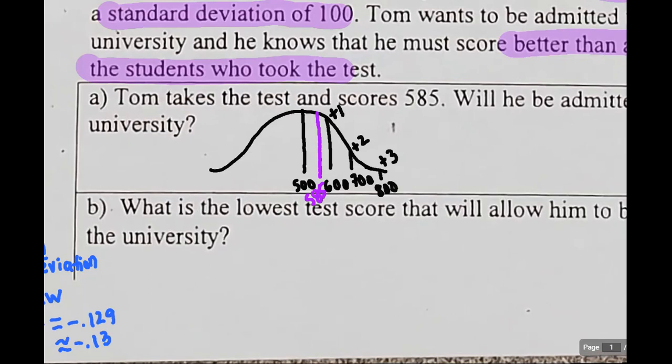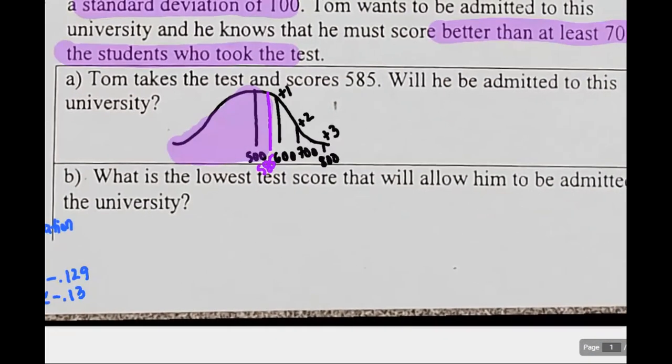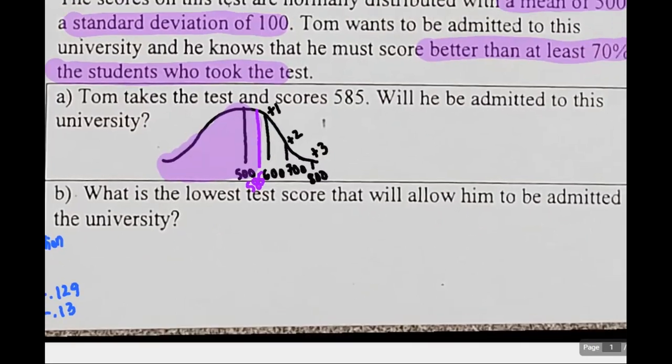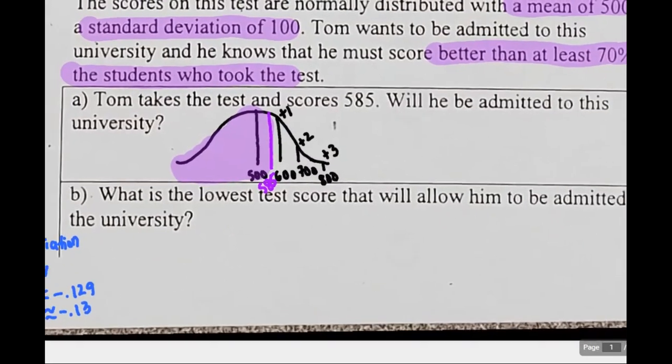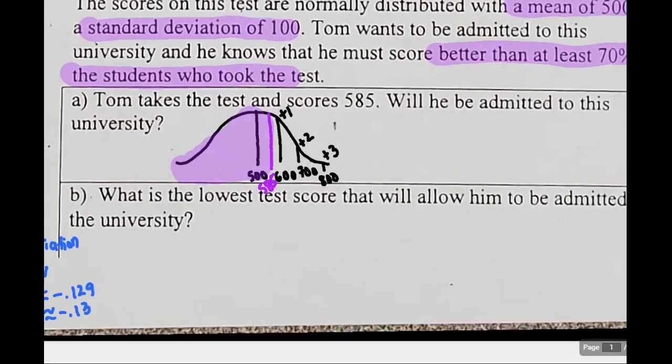And we want to know, is that in the top 70%? So what that means is all the way up to here, we want to figure out what percent this is. What percent is this for 585? What is the area? So this is going to be done slightly different. This one, we're going to do something called the inverse.